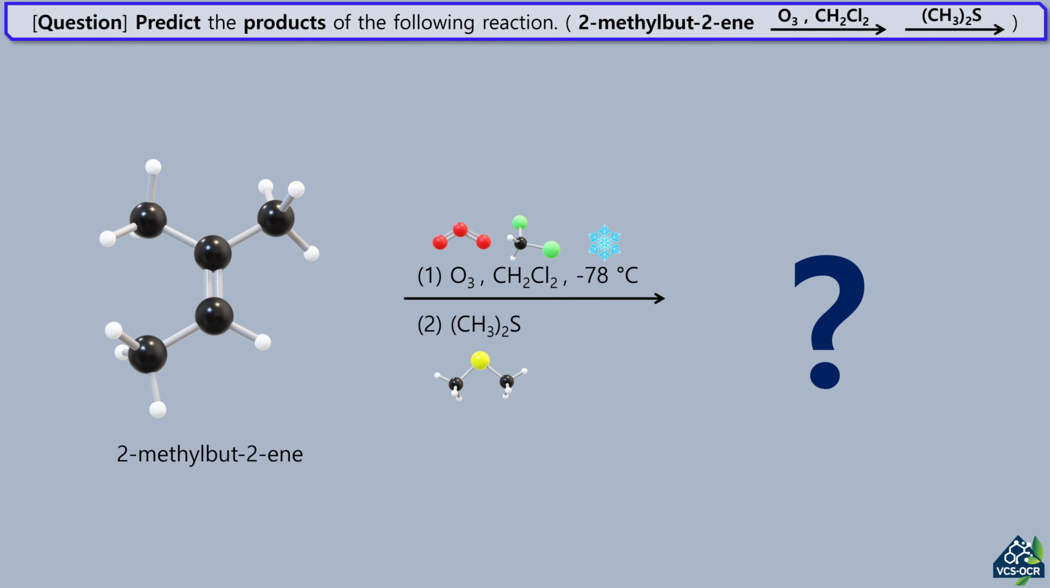In this video, we'll explore ozonolysis, a powerful reaction used to cleave carbon-carbon double bonds. This two-stage process breaks the pi bond and the sigma bond, resulting in the formation of carbonyl compounds.